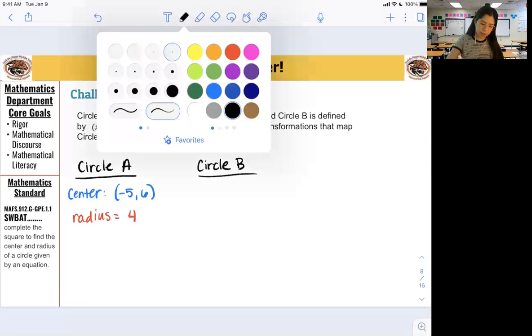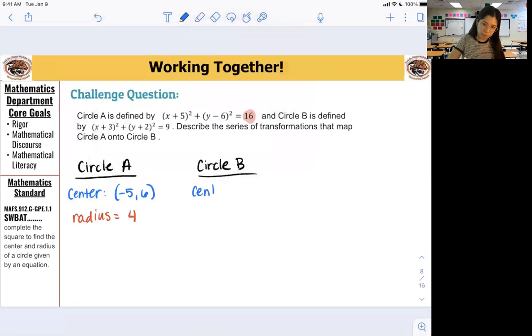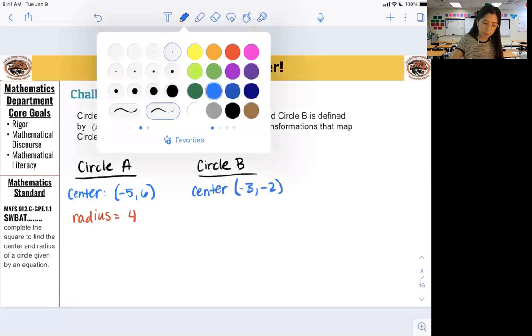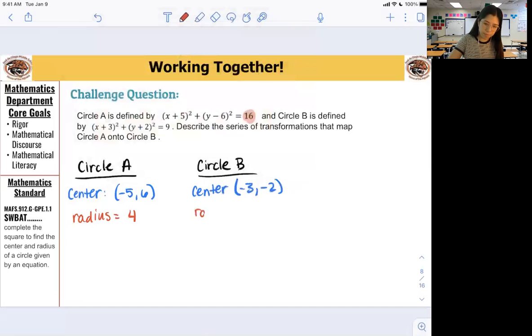The center is at, is it negative? Okay, the other way around. -3, -2. And how much is the radius? 3 units. Good. Okay. So now we can figure this out a little bit better, because now I can see a little bit what happens to go from one to the other.